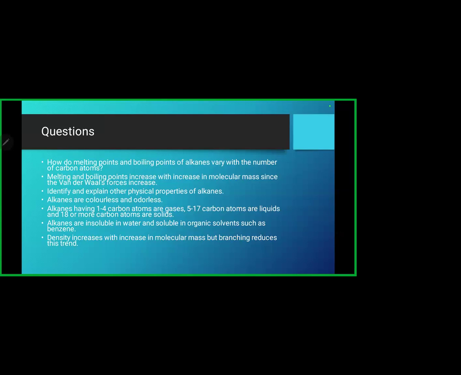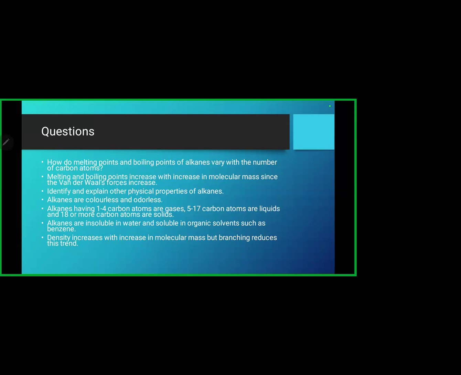Of course, I've said since the molecular mass increases, therefore the van der Waals forces of attraction also increase. Van der Waals forces are those forces that are holding those bonds together. So those bonds contain those forces and they're the ones that keep them together.